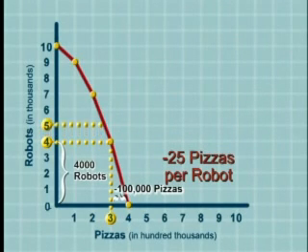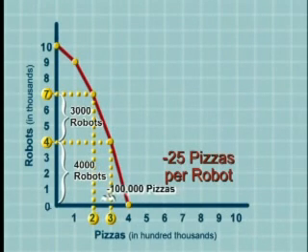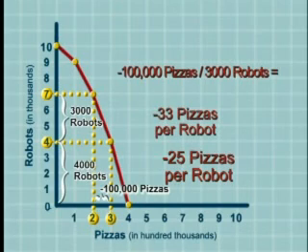But look what happens when we go from 4,000 to 7,000 robots. This time we only get 3,000 more metalheads. But to produce them, we still have to give up the opportunity of making 100,000 pepperoni specials. So again, minus 100,000 pizzas divided by a mere 3,000 robots, an opportunity cost of about 33 pizzas per robot.